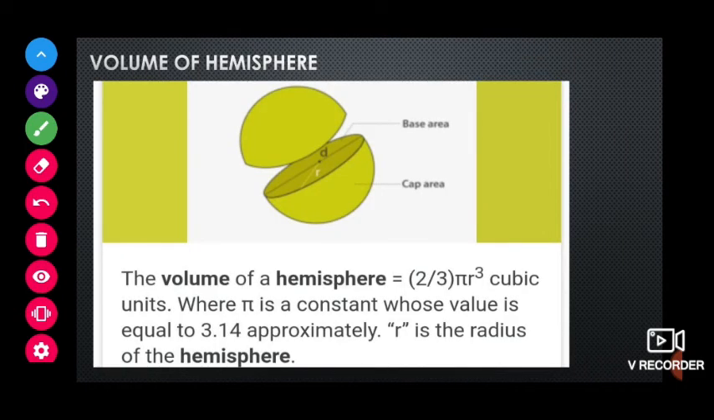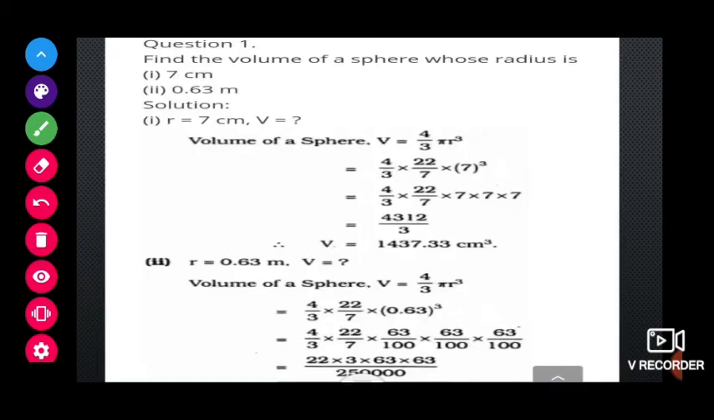Now the volume of the hemisphere, as we already know, is half of the sphere, that is 1 by 2 of 4 by 3 pi r cube, that is 2 by 3 pi r cube. Now we will see exercise 13.8. The first one: find the volume of the sphere whose radius is 7 centimeter, and 0.63 centimeter.